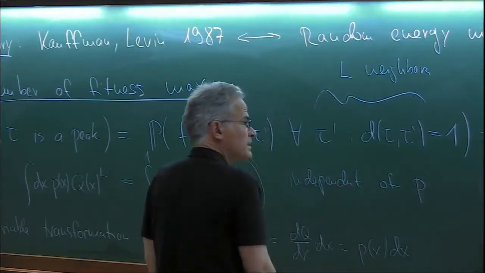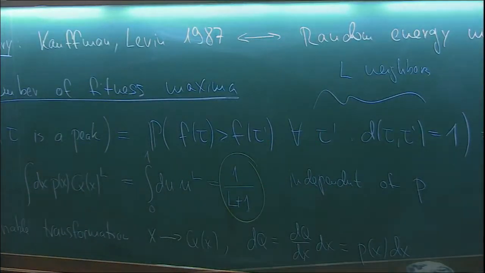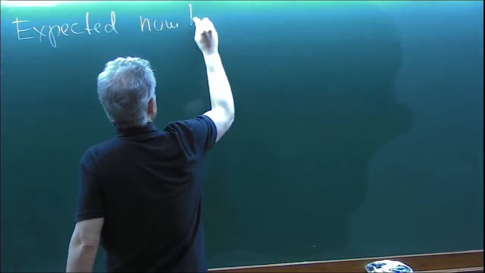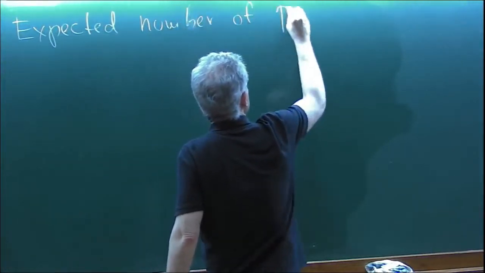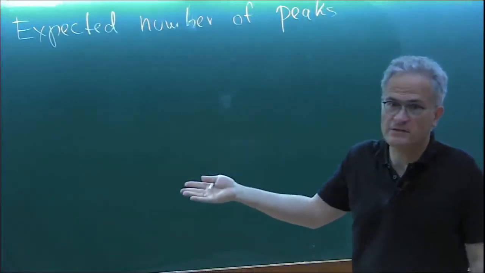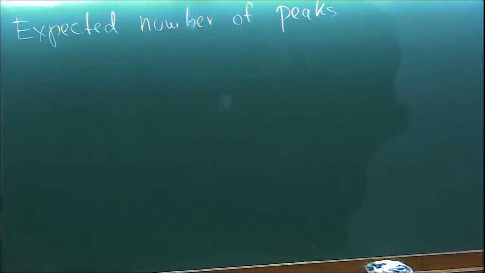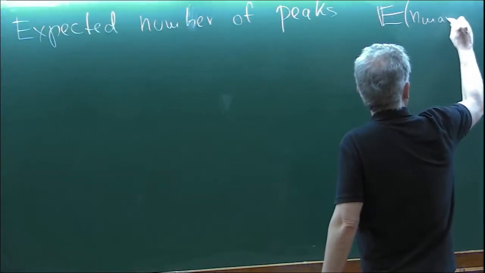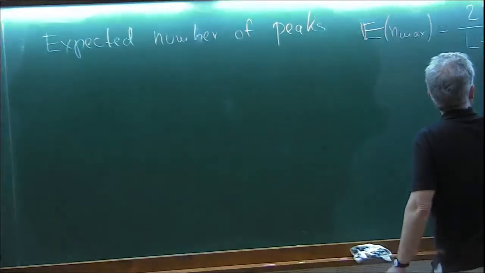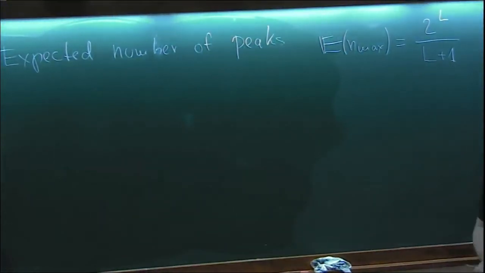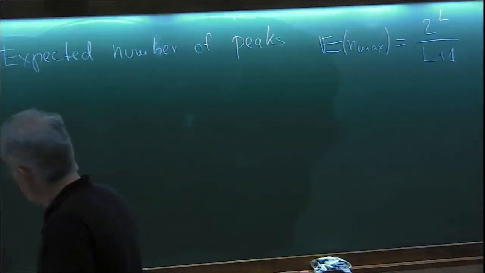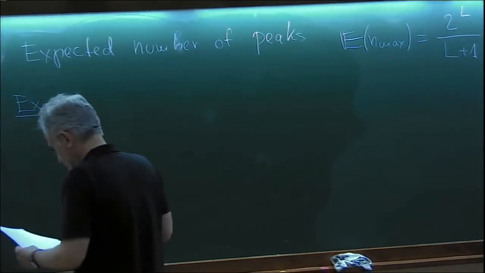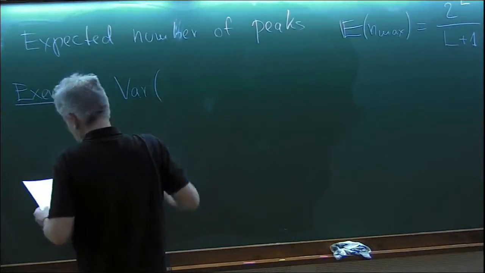And so with that, we can actually immediately write down the expected number of peaks. We have calculated that the probability for a randomly chosen genotype to be a peak is 1 over L plus 1. There are 2 to the L genotypes, so the expected number of peaks, let me call this N max, is equal to 2 to the L, which is the total number of sequences, divided by L plus 1. Okay, so that's a very simple result. This was already shown by Kauffman and Levin. If you need more exercises, you can try to calculate the variance. Let me just write down the expression.